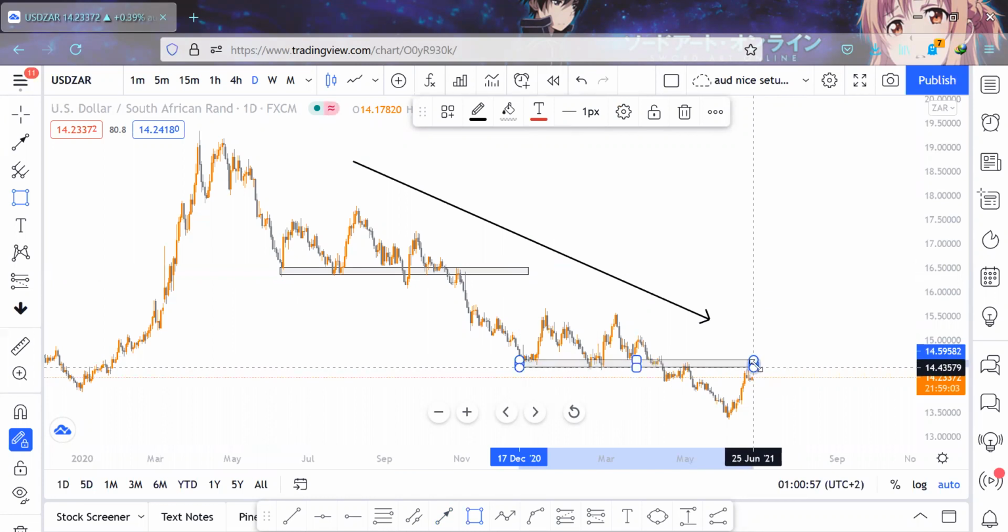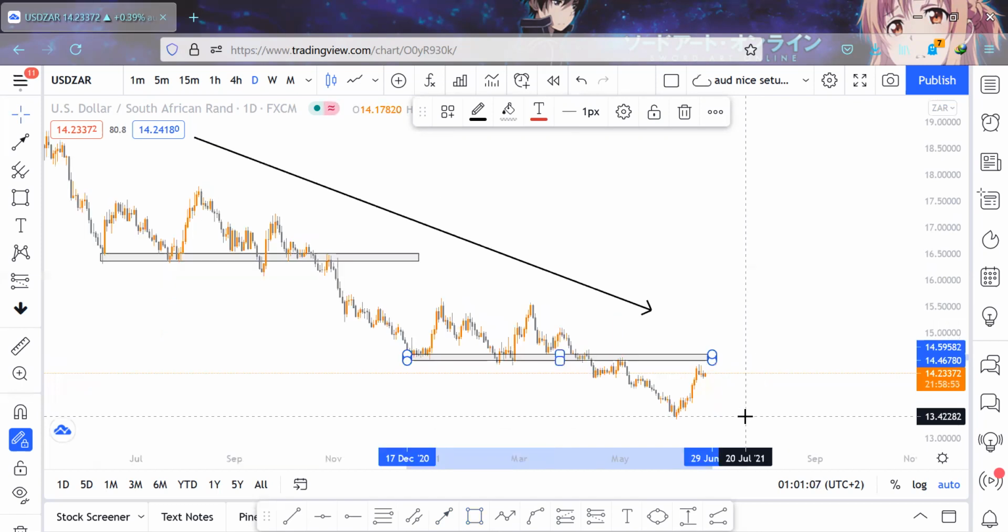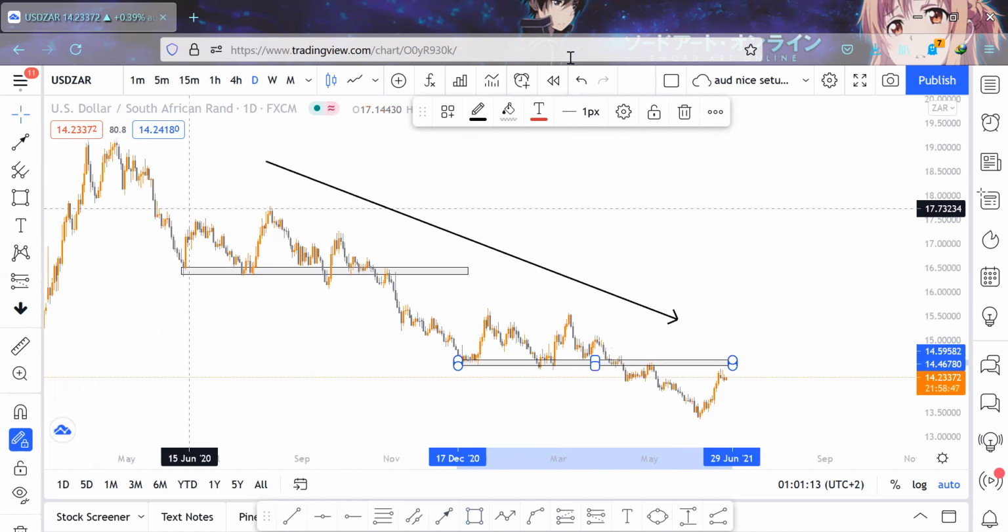Which is the level that we have interest on at this particular moment in time. Because right now the market has pushed up to that key level, right? It has pushed up to this key level here. As you can see, it has pushed back up into this level on this price here, right?